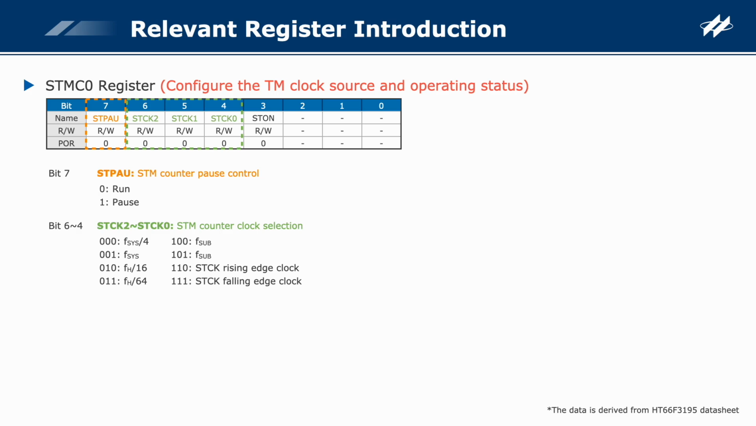The STCK2 to STCK0 bits are used to configure the counter clock source. The STON bit is the master switch of the timer module, with 1 indicating on and 0 indicating off. When this bit changes from 1 to 0, the counter will be stopped, but retain its residual value. When this bit changes from 0 to 1, the counter will be cleared and start counting.